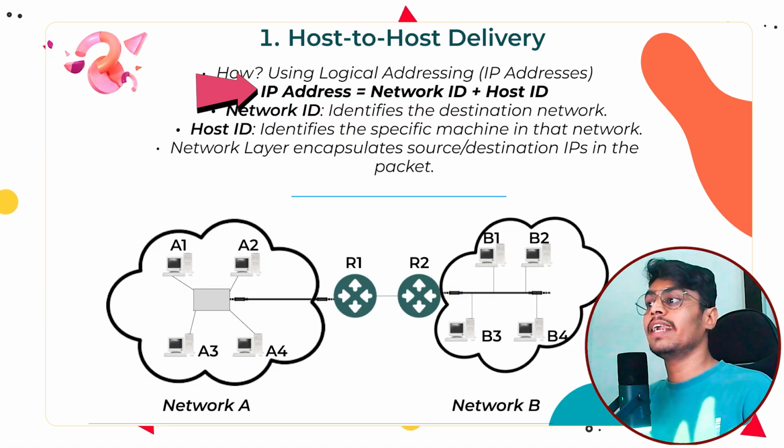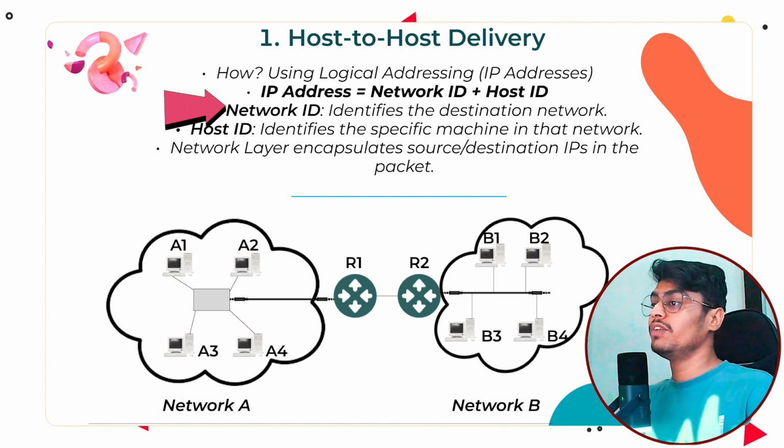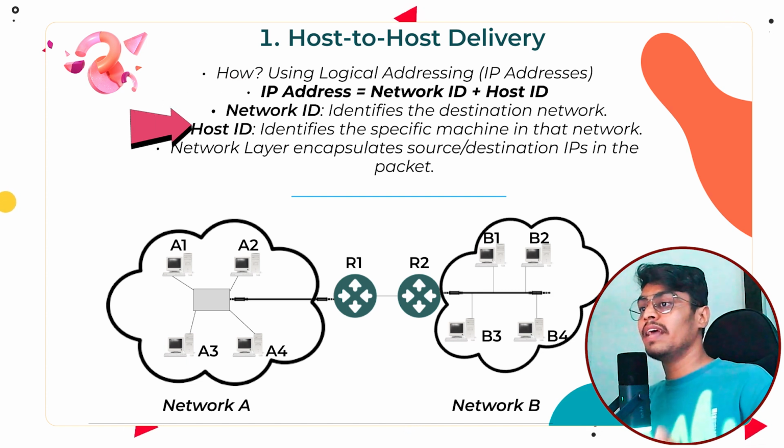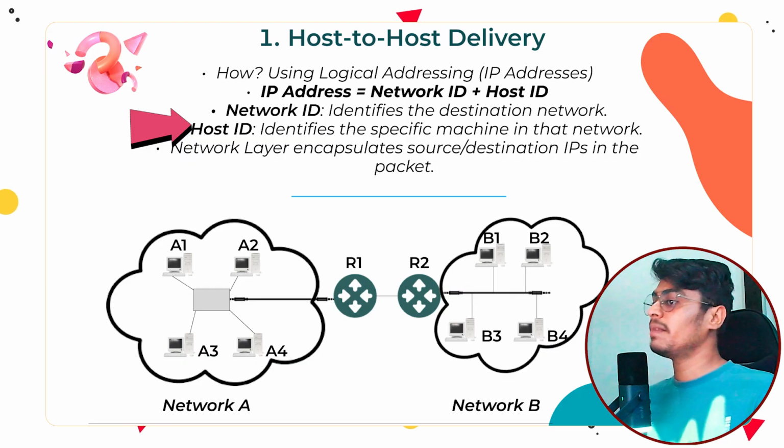Okay, now logical addresses or IP addresses are basically a combination of two things. One is a network ID and the other is a host ID. This means we know two things from one IP address. From the IP address, I will know in which network to send the message, and in that network there are many hosts, many machines, many servers. In that network, on which machine to send the message is determined by the IP address.